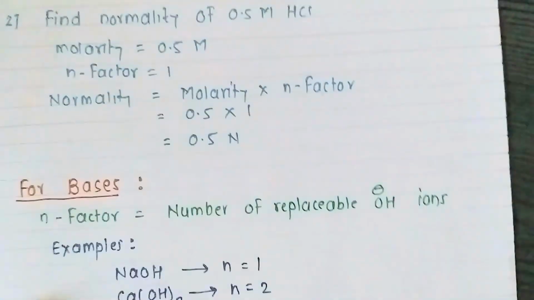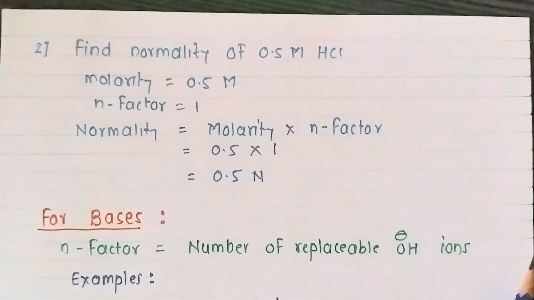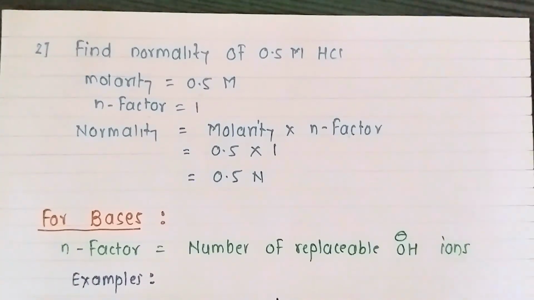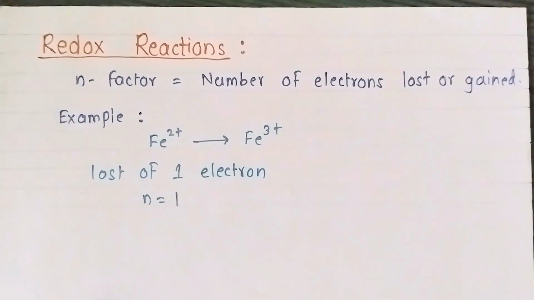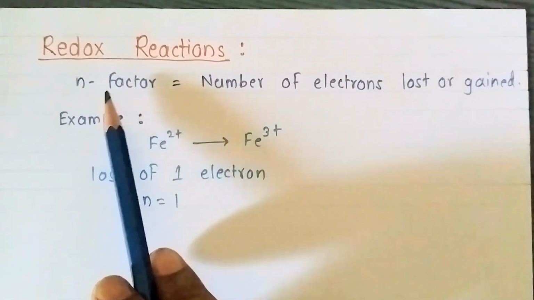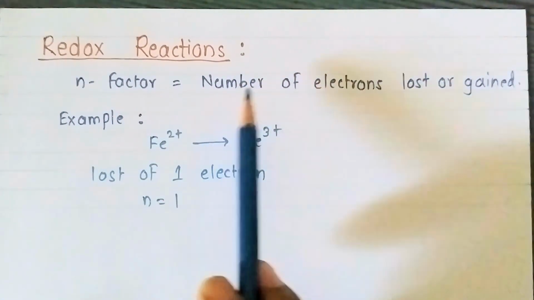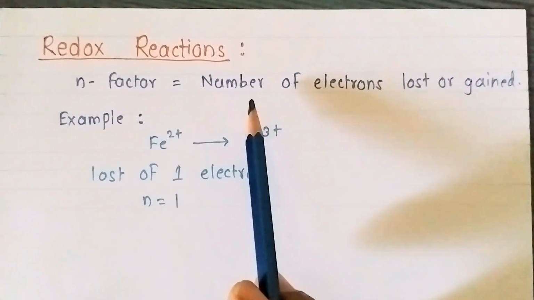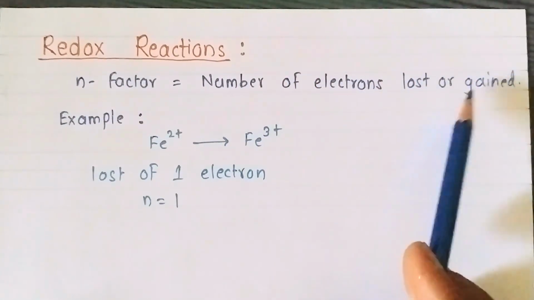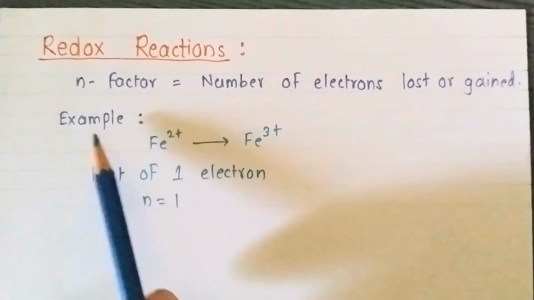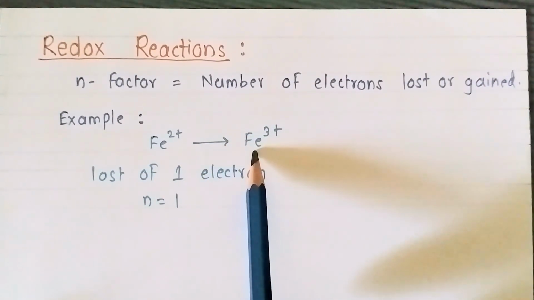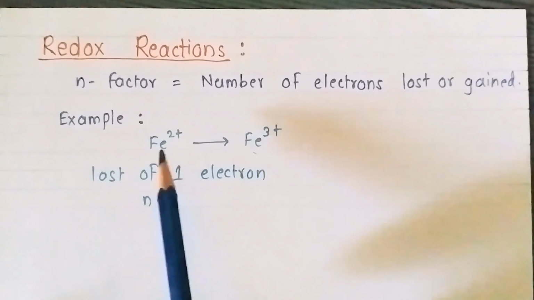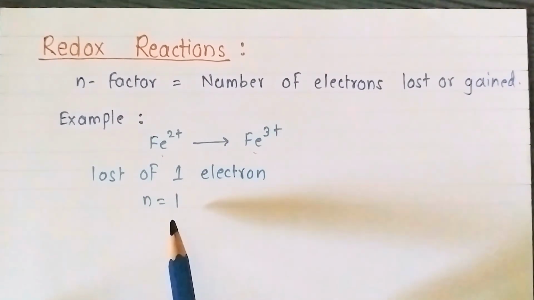Now we see another point, calculation of normality for redox reactions. For a redox reaction, what is the n factor? N factor means the number of electrons lost or gained. Consider an example: suppose this is Fe2+ and this Fe2+ is converted into Fe3+, meaning one electron is lost by Fe2+. So here n factor is 1.